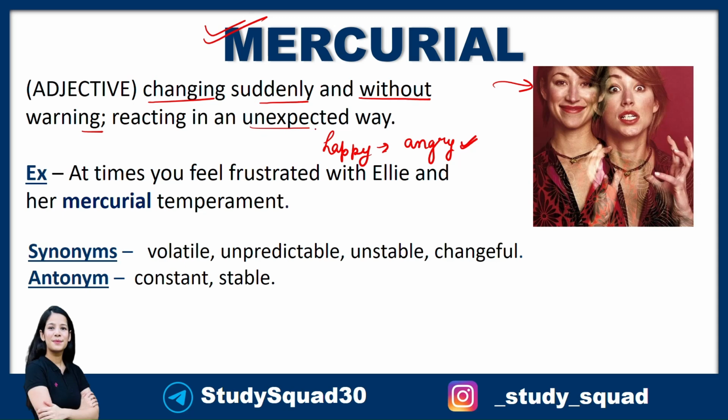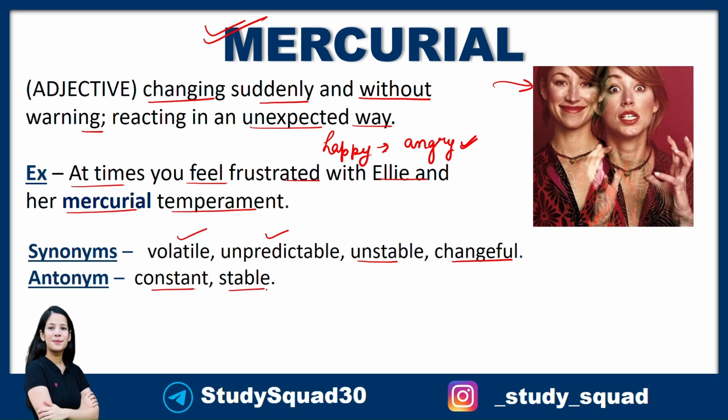Coming to the sentence, we have: at times you feel frustrated with Ellie and her mercurial temperament, because her temperament could change anytime. You're talking to somebody very happily, chatting very nicely, joyfully, and suddenly you see a change in their attitude. They could become hot-headed because of anything you said. Synonyms here are volatile, unpredictable, unstable, and changeful. And antonyms here are constant and stable.